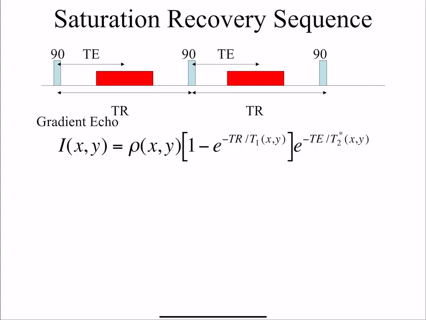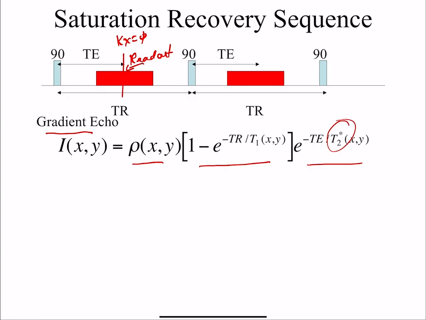Last time we talked about the saturation recovery sequence, which is the basic bread and butter sequence. It consists of a 90 degree pulse followed by an acquisition. This is your readout time, so you're reading out the data during this red period. The echo time is typically defined as when you go through Kx equals zero. And then we have TR, the repetition time, which is the time between 90 degree pulses. This is what's called a gradient echo. The image intensity consists of your proton density, your T1 recovery, and in this case, T2 star decay, which includes both T2 and T2 prime decay.